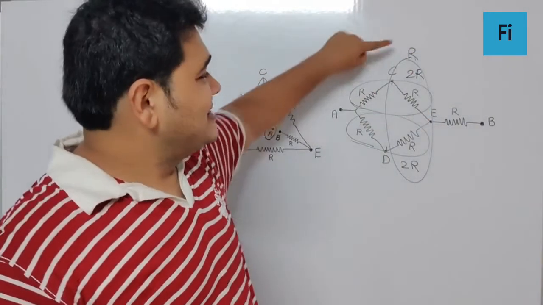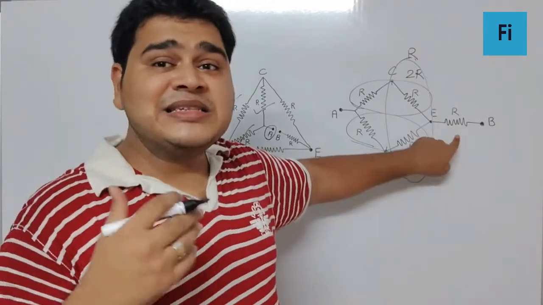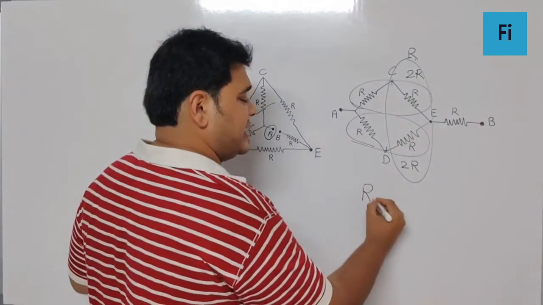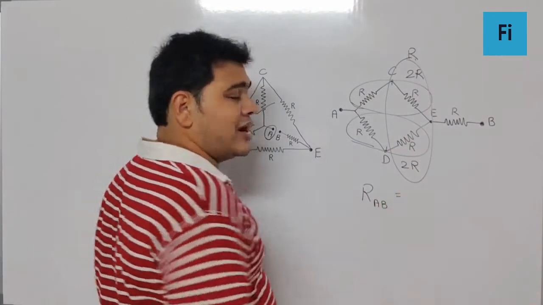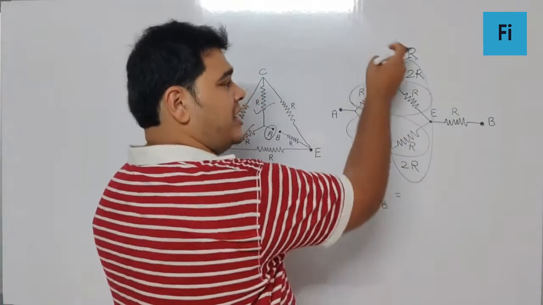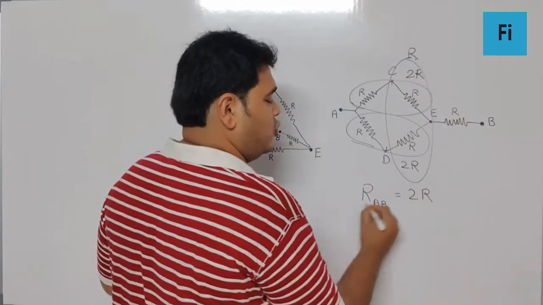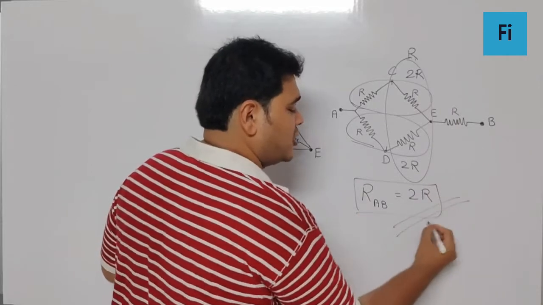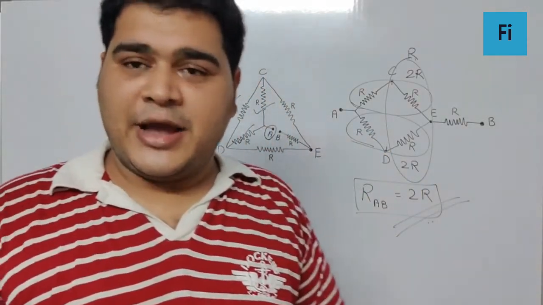And finally, that R and this R are in series. And so I can say the resistance across A and B is going to be R plus R, 2R, as your final answer. I hope this is clear to you.